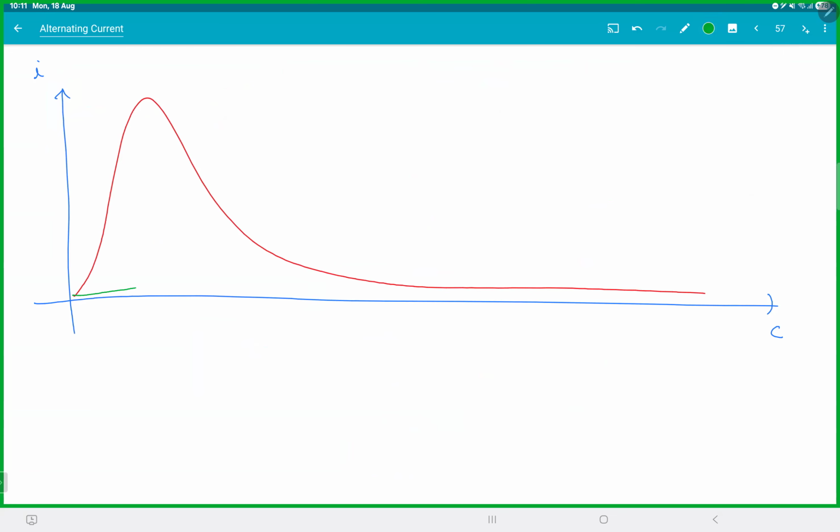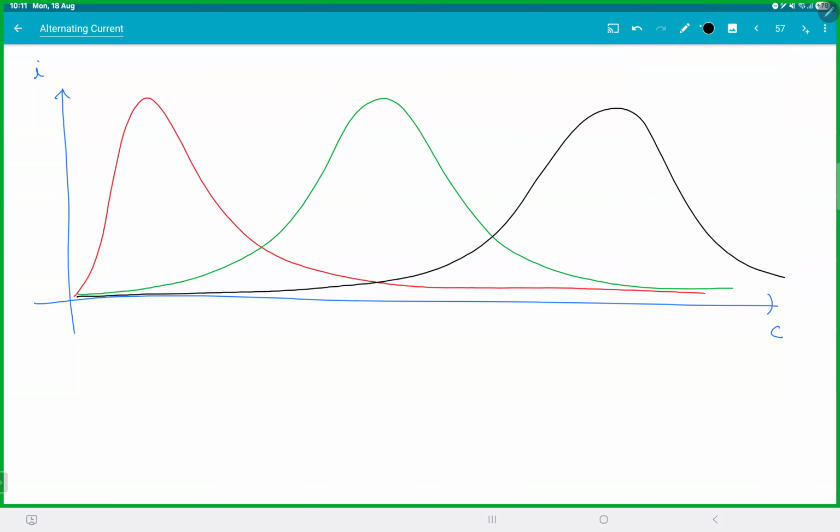For the green one, this is the graph. Now see what happens. You are adjusting the capacitance. So when you adjust the capacitance, at a particular value of C1, I becomes maximum.